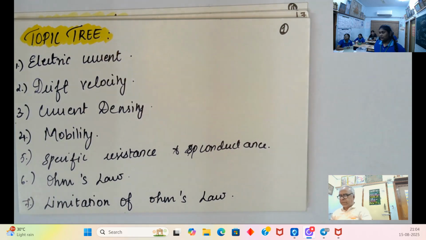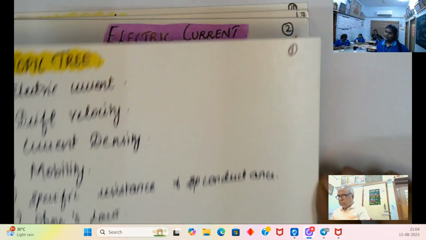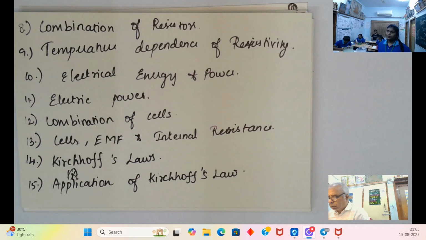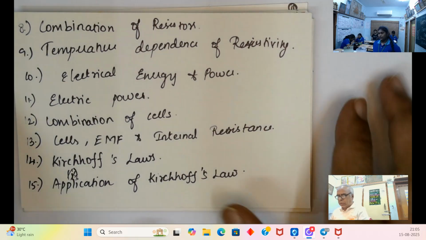So first we will see the topic 3, which consists of 15 topics. First is electric current, drift velocity, current density, then mobility, specific resistance and conductance, Ohm's law, limitations of Ohm's law, combination of resistors, temperature dependence of resistivity, electrical energy and power, electric power, then combination of cells, EMF and internal resistance, then Kirchhoff's laws and the applications of Kirchhoff.